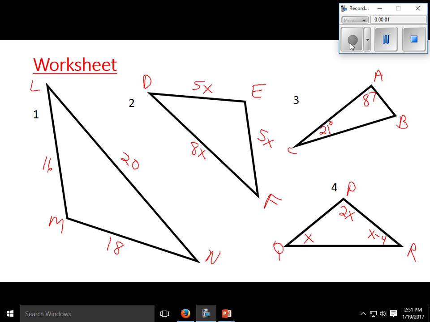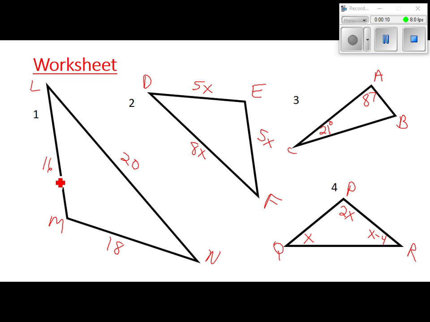Problem number one, they give you a picture, it looks like this. They want you to list the angles from smallest to largest. So smallest to largest, well, we locate the shortest side, which is right there. The angle across from it's got to be the smallest angle. So we're going to say angle N is the smallest.